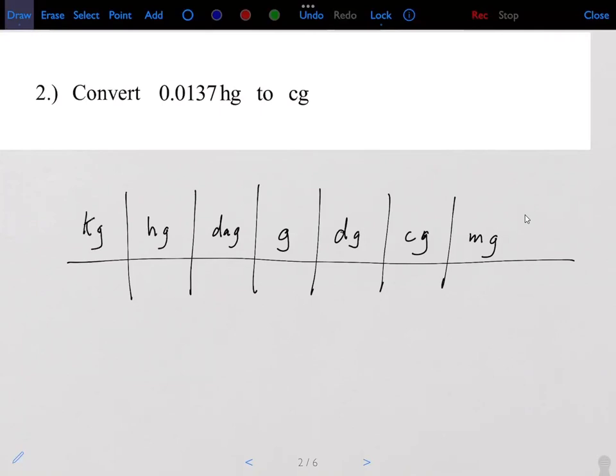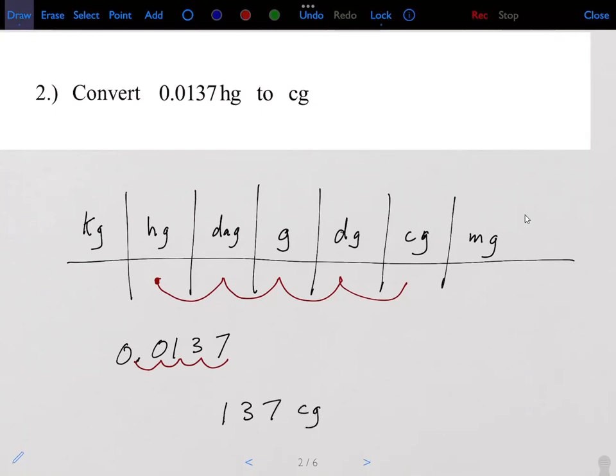And we're starting at hectograms, so we're starting here, and I want to move to centigrams. So on the table, remember, because these are all factors of 10, I can just think about it. Well, if I need to move from hectograms to centigrams, I need to move 1, 2, 3, 4 places to the right on the table, which means in the number here, I want to move the decimal point 4 places to the right. So if I have 0.0137, and I move this 4 places to the right, 1, 2, 3, 4, that will give me my answer now in centigrams. So this is going to equal 137 centigrams.